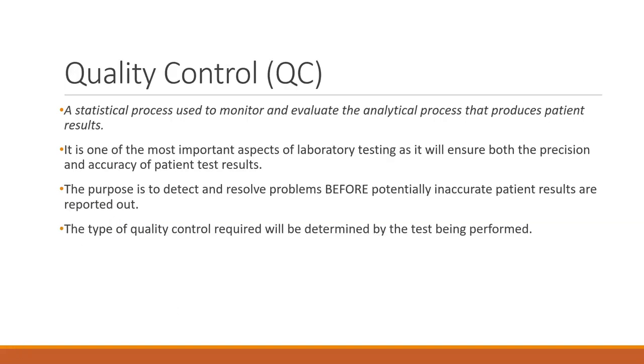Quality control is defined as a statistical process used to monitor and evaluate the analytical process that produces patient results. It is one of the most important aspects of laboratory testing, as it will ensure both the precision and accuracy of patient test results. So the purpose is to detect and resolve problems before potentially inaccurate patient results are reported out. The type of quality control required will be determined by the type of test that's being performed.